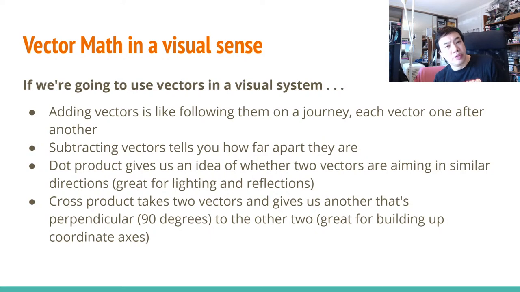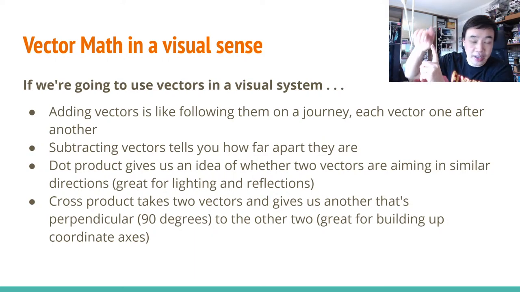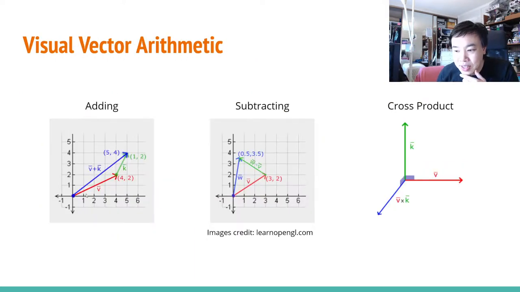If we're going to be using vectors in a visual sense, I like to think about vectors in a visual sense as well. So adding two vectors together, for example, is like following them on a journey. We follow one vector from 0, 0 to where it goes, and then we follow the other vector from where we ended up to where it's going. There's actually an image here of this. So if I'm adding the vectors v and k together here, v takes us to 4, 2. k actually would have started here and ended up here, but to add them together, we started at the end of the last one.